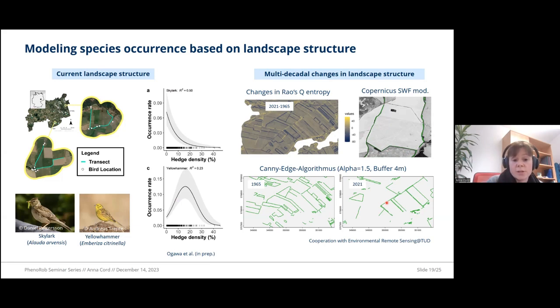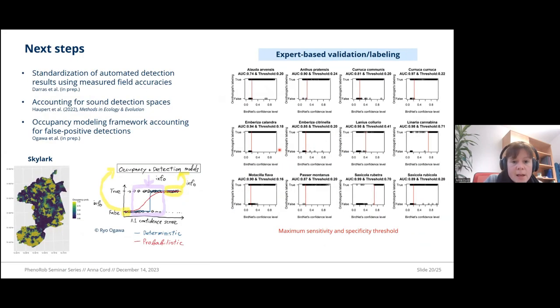So our idea is to see if we can link these current biodiversity models with the previous ones. There are a lot of things that need to be done in this direction. So standardization of these workflows is something we're currently working on.